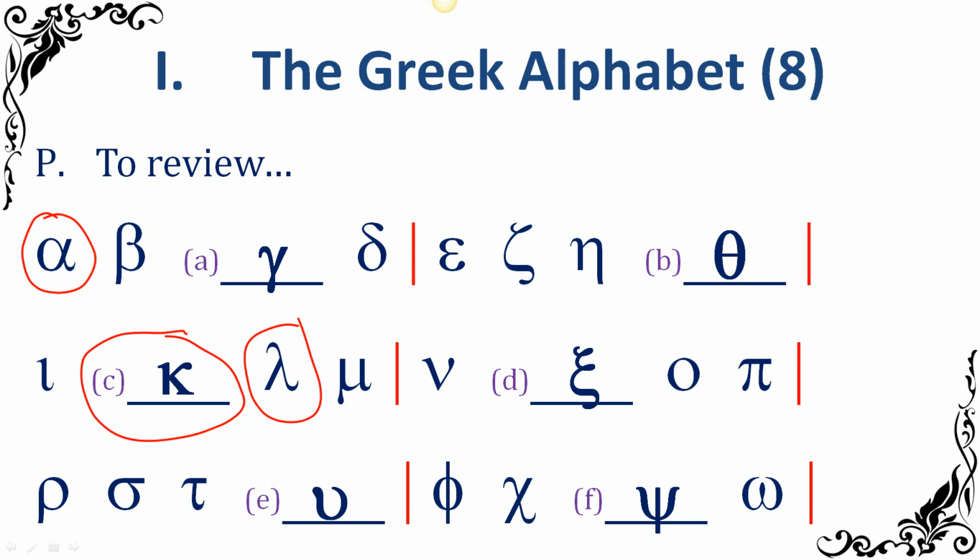Alpha, beta, gamma, delta, epsilon, zeta, eta, theta, iota, kappa, lambda, mu.